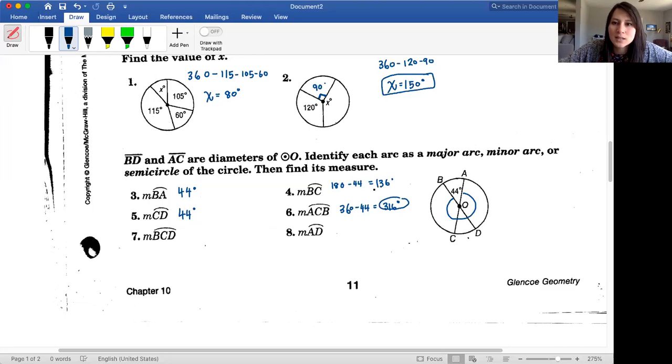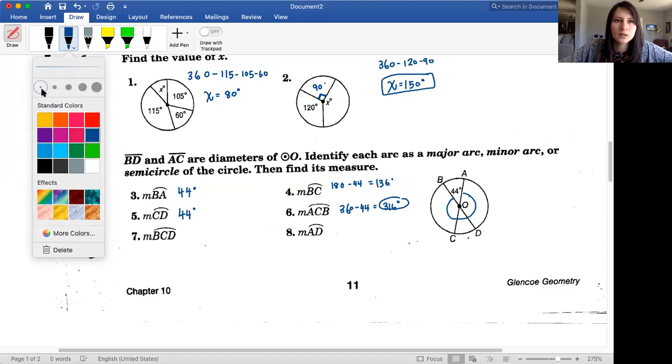And then BCD, that's just right here. Let me take some of this stuff off. I don't know what I'm doing.